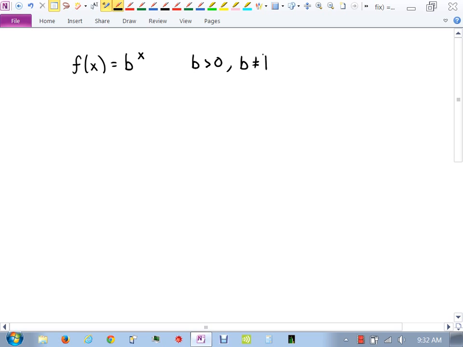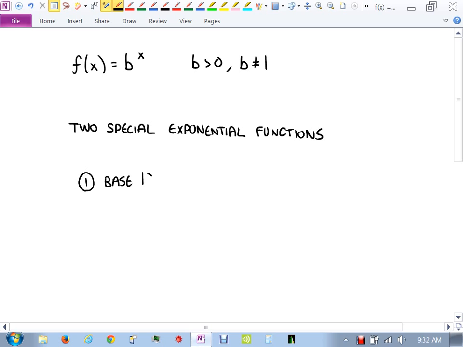So what we're going to do now is take a look at two pretty special bases, all right? So I'm going to put this here, two special exponential functions. All right, the first one is the base 10 exponential function. And that would mean your base is 10, right? So f of x equals 10 to the x.